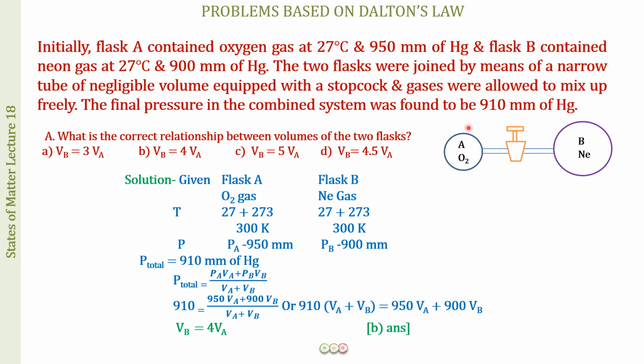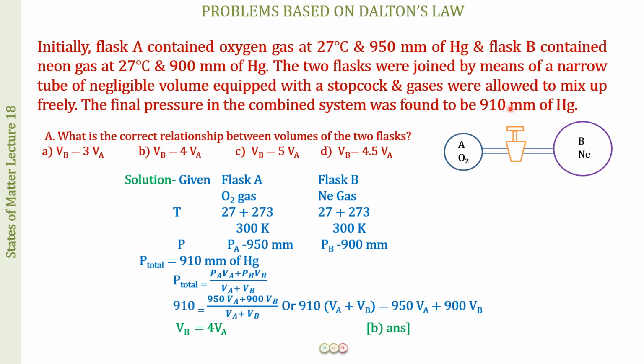Now in flask B, we have neon gas. The temperature is again 300 Kelvin because it is 27 degrees Celsius, and the pressure of neon gas is 900 mm, which we have labeled as PB. And the P total, which is given in the combined system, is 910 mm.